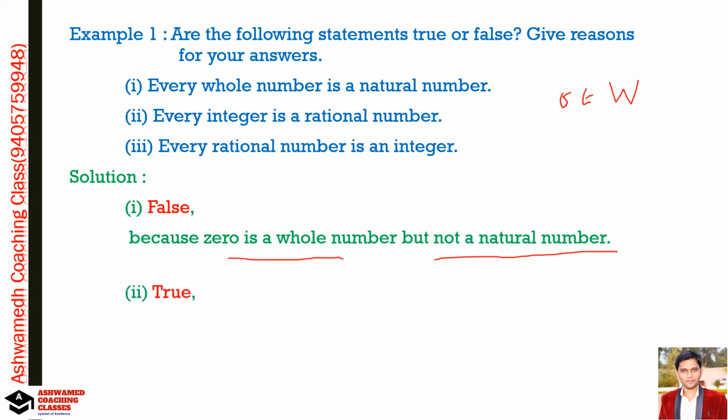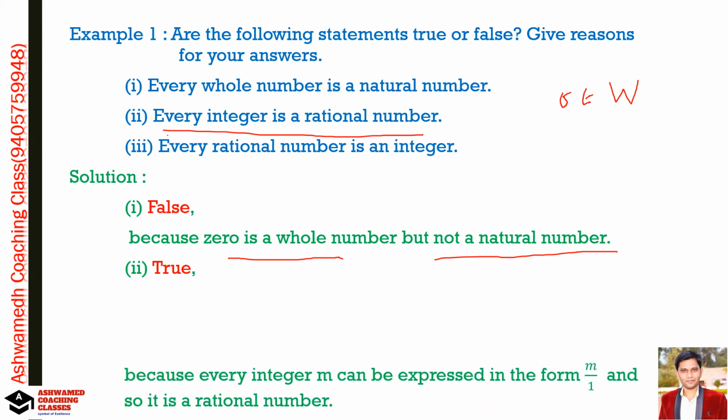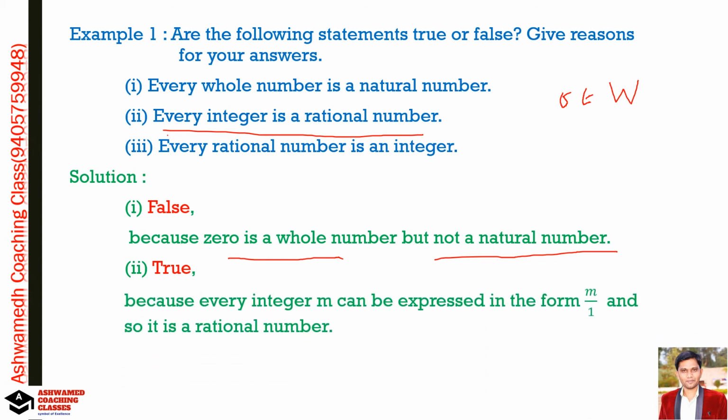Second is, every integer is a rational number. Yes, it is true, because every integer we can write in the form of a rational number. So 1 can be written as 1 upon 1, 2 upon 2, minus 2 can be written as minus 4 upon 2. Because every integer m can be expressed in the form of m upon 1, and so it is a rational number.